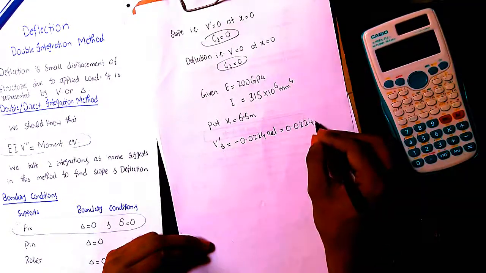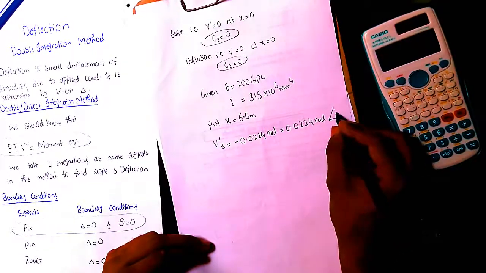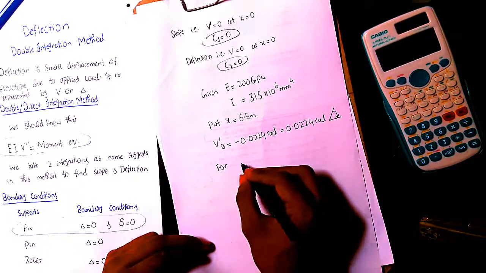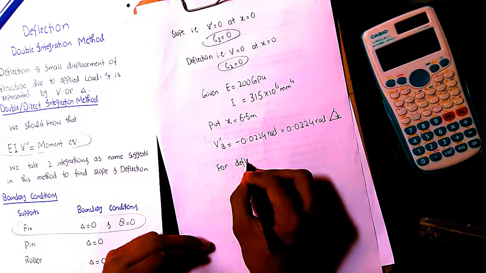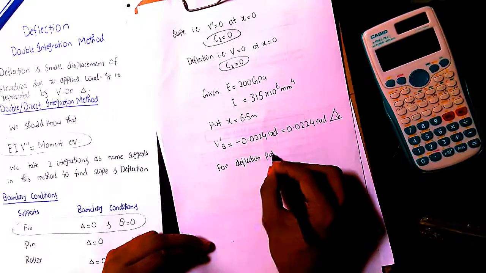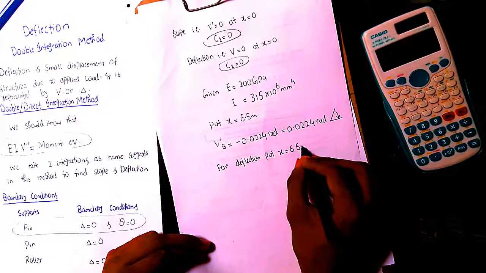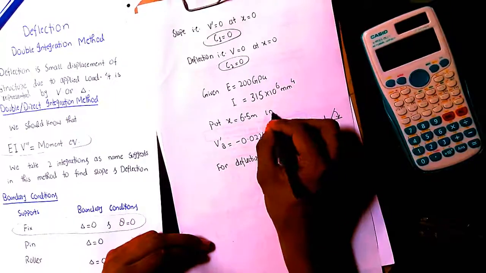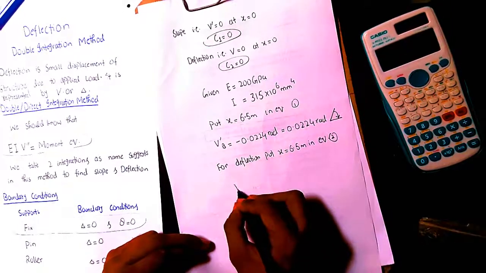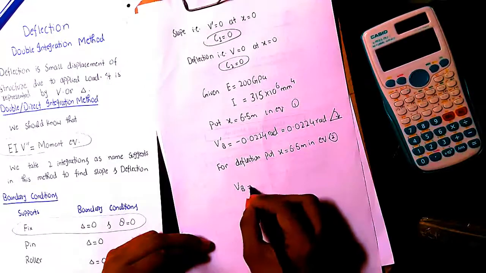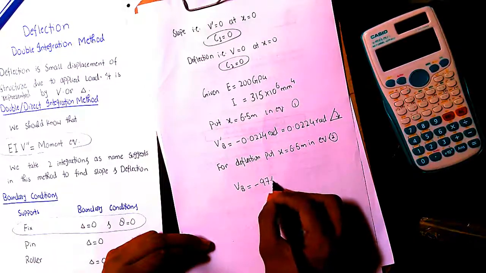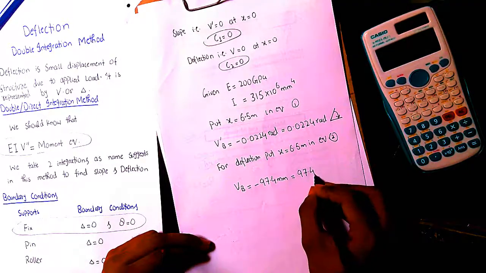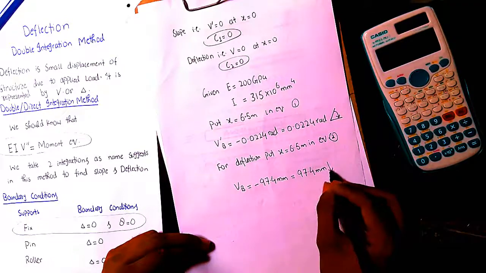that my slope or angle is clockwise. Whereas for deflection, put x is equal to 6.5 meter in equation 2. This will give me deflection at B is equal to minus 97.4 millimeter, which shows that my deflection is downward.